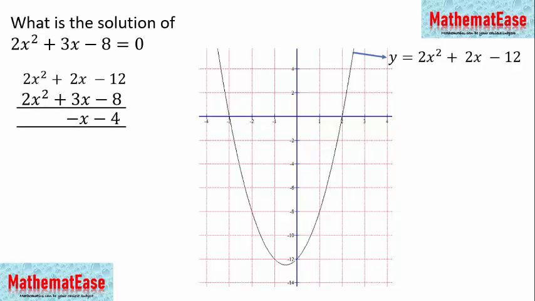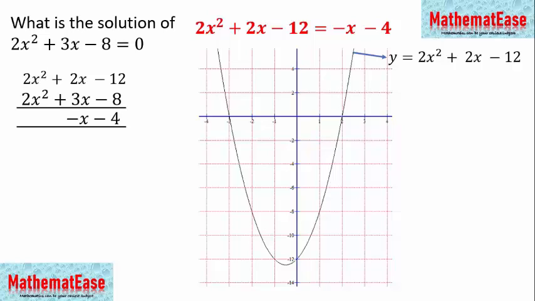Then we subtract. So we have this. So the answer is minus x minus 4. So it means that if I add minus x minus 4 to the equation 2x squared plus 3x minus 8, I will get the equation of the curve. So this is what will happen. It will give us 2x squared plus 2x minus 12. If I add minus x minus 4 to 2x squared plus 3x minus 8, I will get 2x squared plus 2x minus 12.